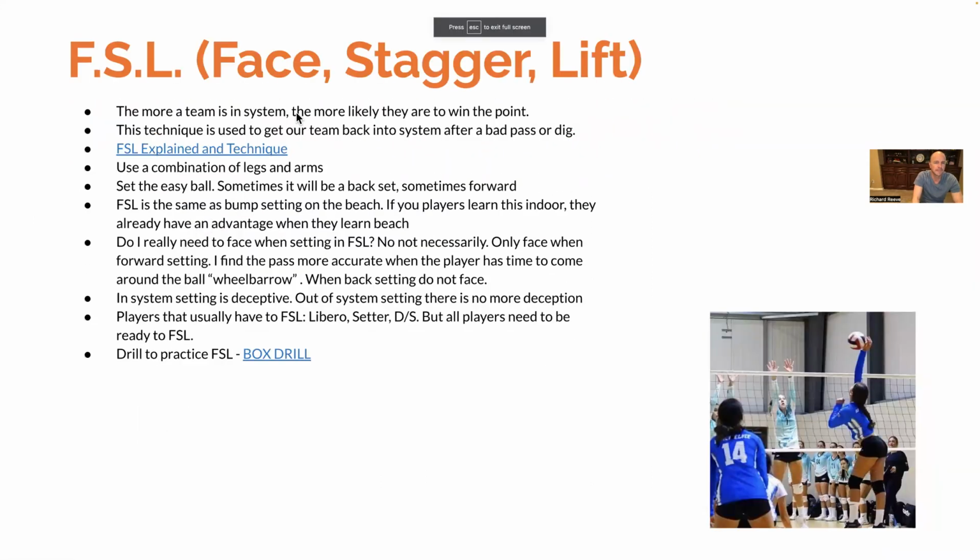Okay, so as you'll see, here's some points with fizzle. The technique is used to get our team back in the system after a bad pass or dig. Use a combination of your legs and arms. Set the easy ball. So like I just said, sometimes it'll be a back set, sometimes it's forward. Fizzle is the same as bump setting on the beach. If your players learn this indoor, they already have an advantage when they learn beach.